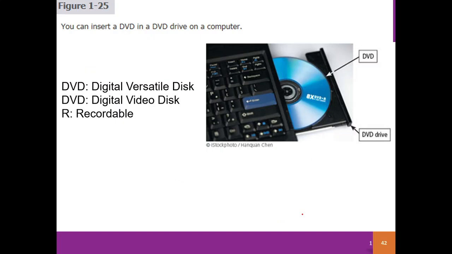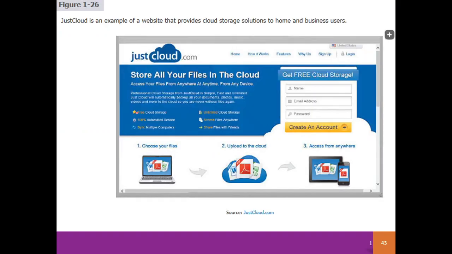Okay, so digital versatile disk, again, we can store data on it and we need a DVD drive to read data of it. And if a DVD, digital versatile disk is recordable, that means we can record data onto it or write data onto it. Theek hai? So again, this is simple.